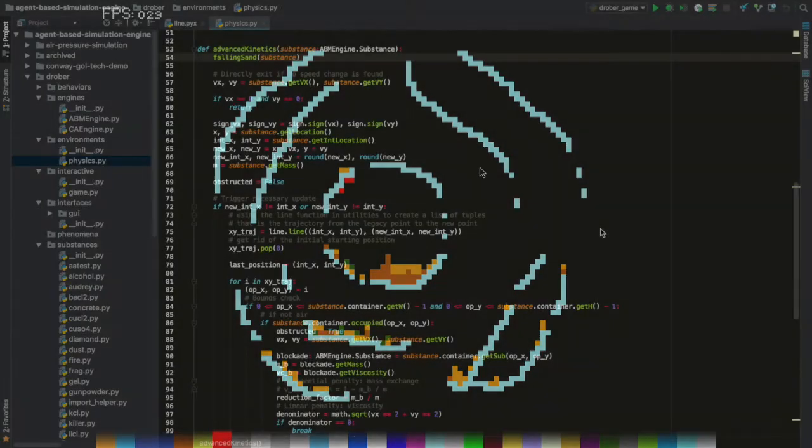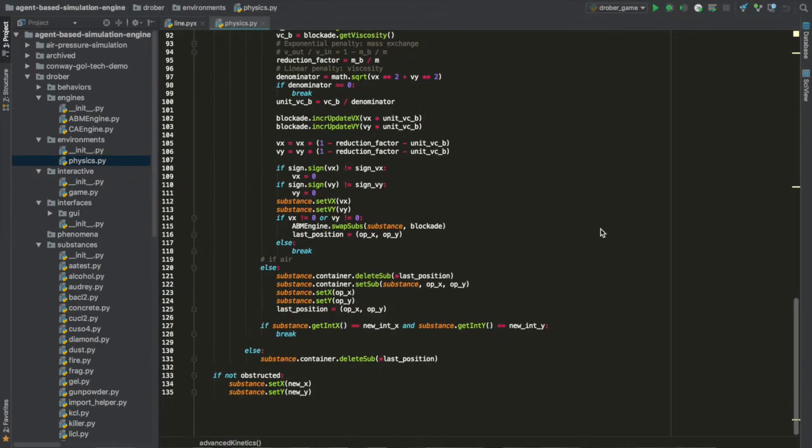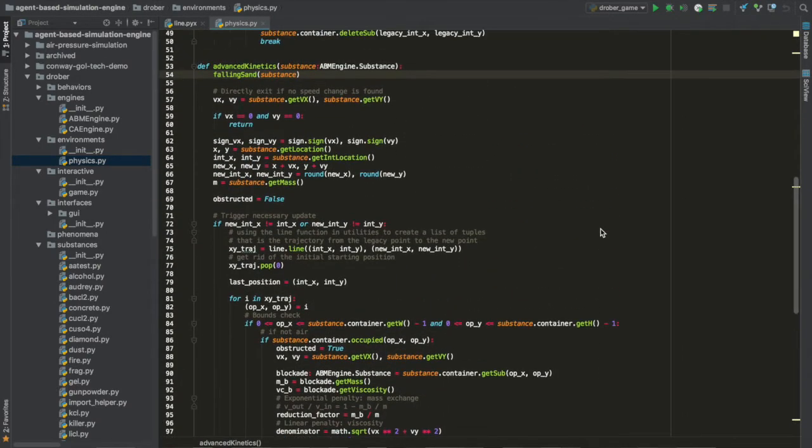All of those interactions, this explosion, how the sand is falling, how the wall is hit through, all of those interactions are backed up by a very robust back-end physics engine called advanced kinetics.